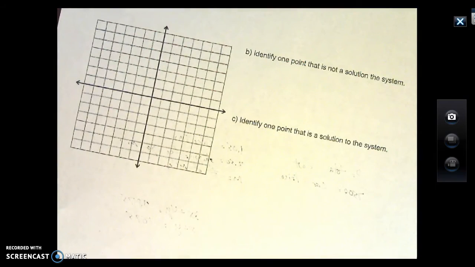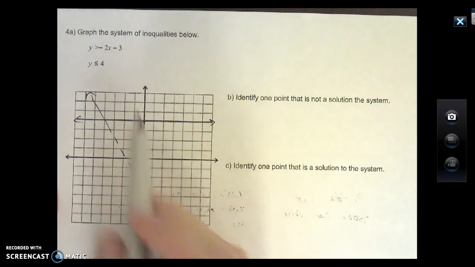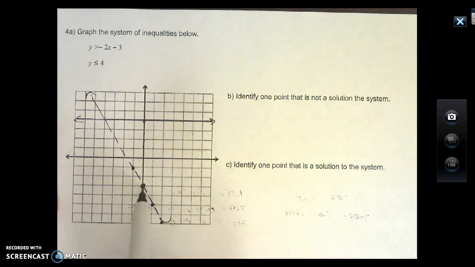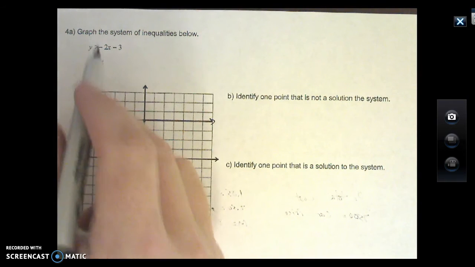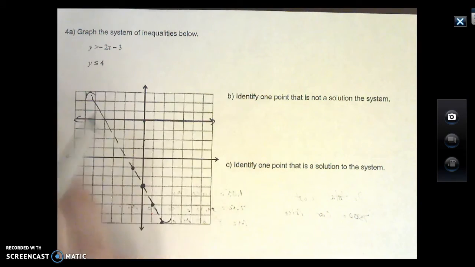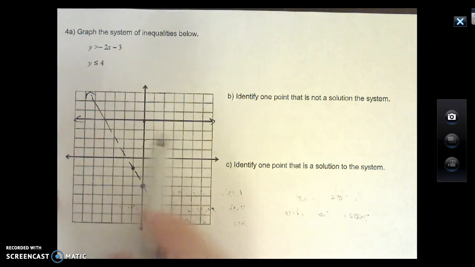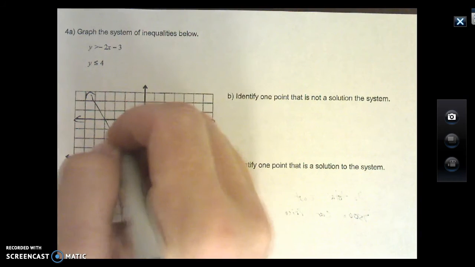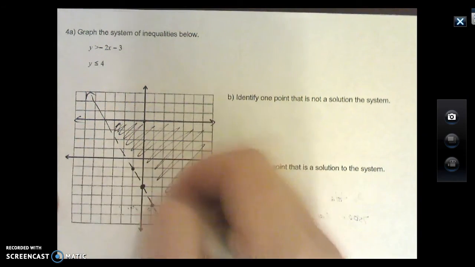Very last part. Hit the pause button for a second. Okay. The first graph is -3, and then your slope is down 2 over 1, dashed line. Everything above it because it says greater than. So it's everything above this line. But you also want to be below your other line. So it's everything right in there.